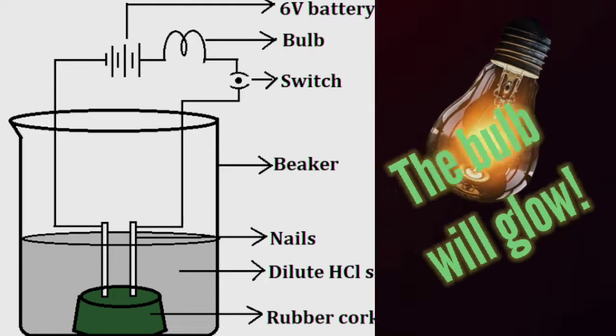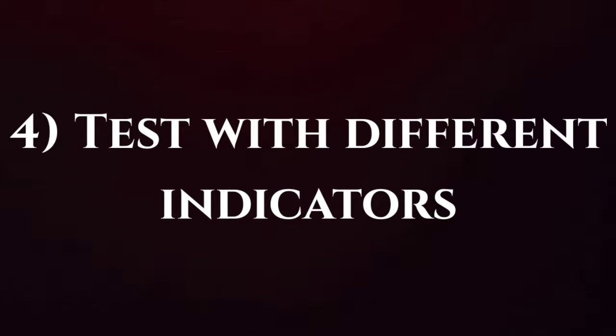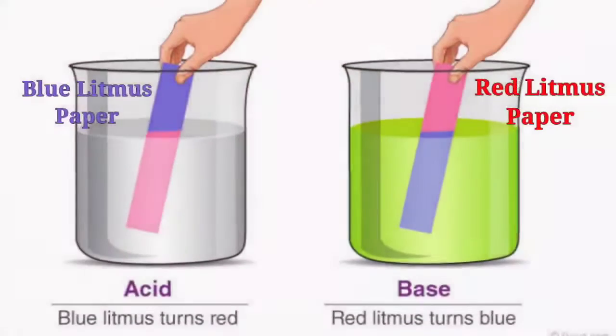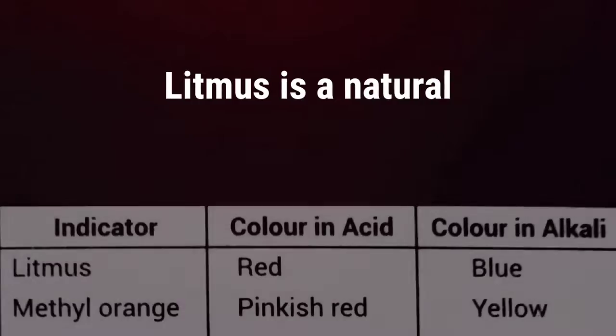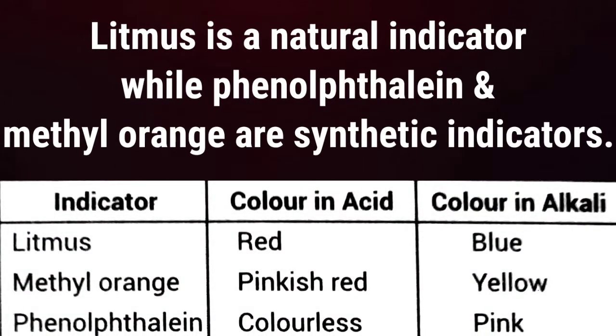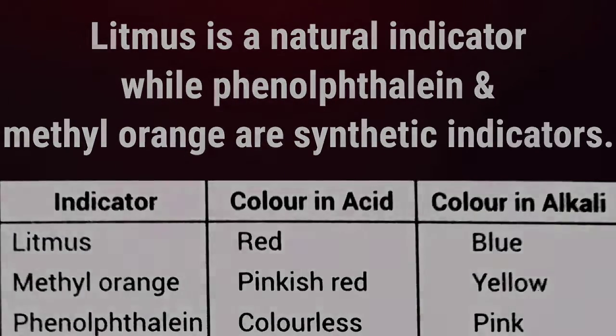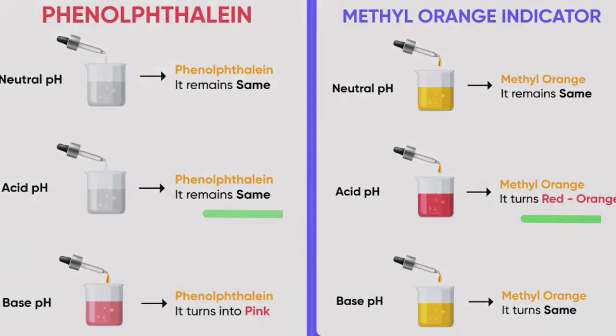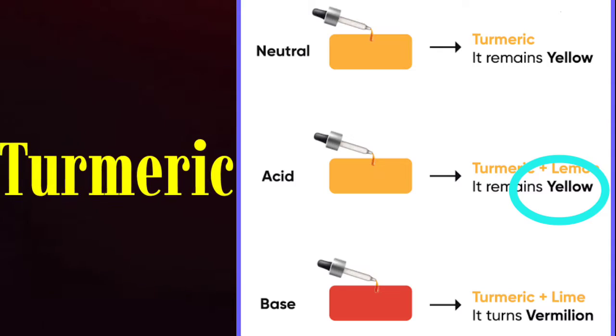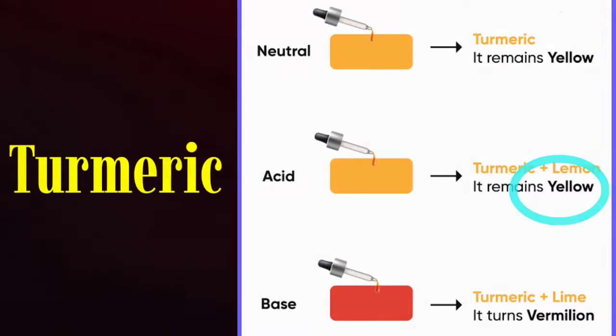And students, the last physical property we will learn about these acids is that whenever we test them with indicators like the blue litmus paper and red litmus paper or the litmus solutions, the red litmus remains red but the blue litmus paper turns red, and this tells us that the given substance is an acid. And if we test them with another indicator like phenolphthalein, the phenolphthalein becomes colorless, and with methyl orange it turns pink. And if we test the acids with a natural indicator like turmeric, the turmeric remains yellow.